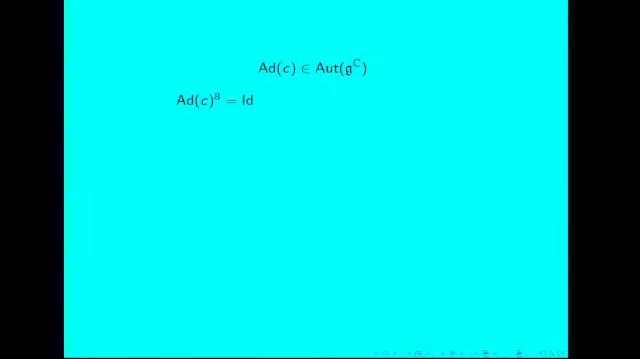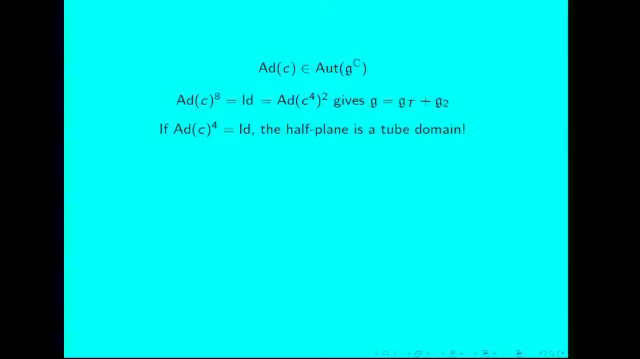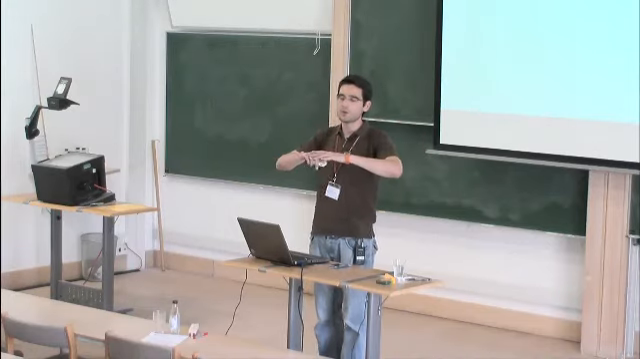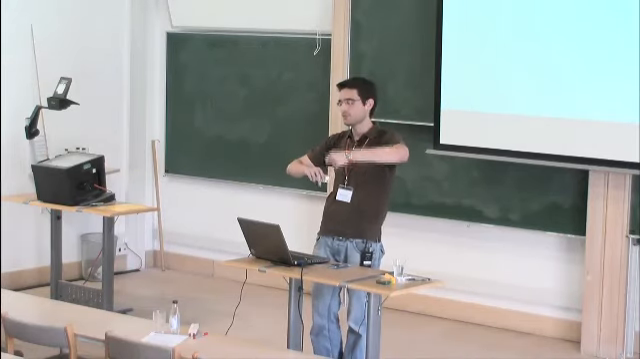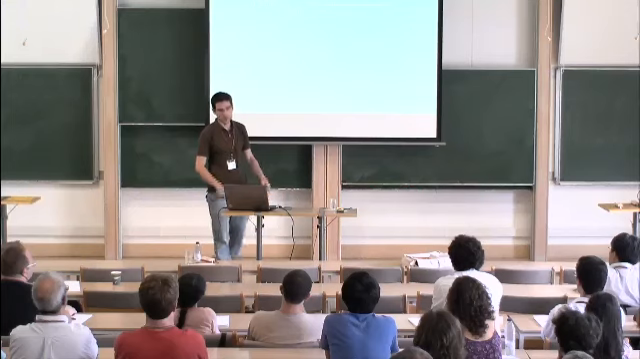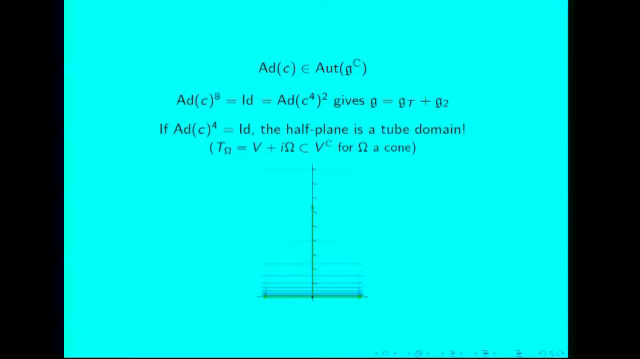It happens that it has order 8, which is the same as saying that its fourth power has order 2, so I can decompose the Lie algebra into two parts, the plus 1 and minus 1 eigenspaces. And more especially, when it has order 4, the half plane I get is actually a tube domain. A tube domain is simply when you consider the complexification of a vector space: in the real coordinates you have the vector space, and for the imaginary coordinates you will have a cone. In this case it will be a symmetric cone, and for instance this half plane is a cone.